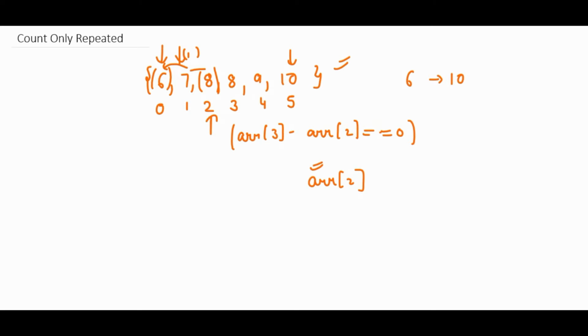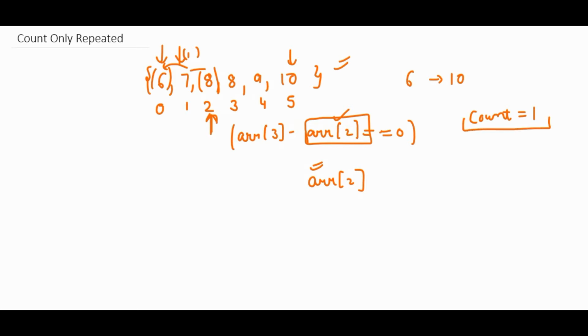Now we have found the element which is repeating. Now what we have to do is find how many times it is repeating. How can we do that? As we know, we are on the second index right now. So we will take a count variable, and we will have an initial value of 1 in it.